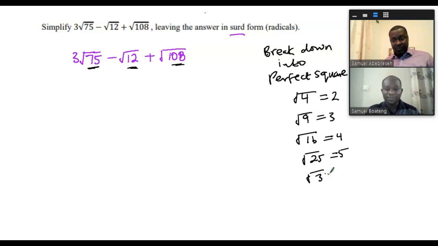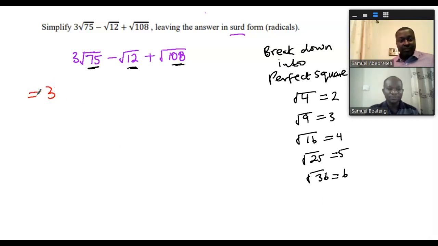When you talk of perfect square, when you take a square root of a number and you get a whole number, for example, root 4 is 2, root 9 is 3, root 16 is 4. This is what we are talking about, perfect square. So the numbers under the square root, you try to break it into one of these. As I said, if you are not getting the perfect square, you don't worry. You just take any two numbers and then you break it down. So let's start.